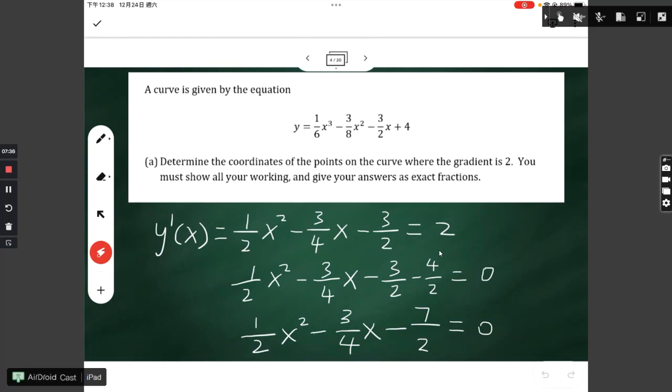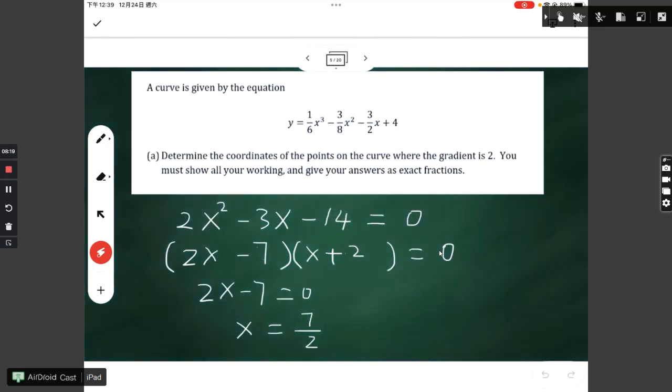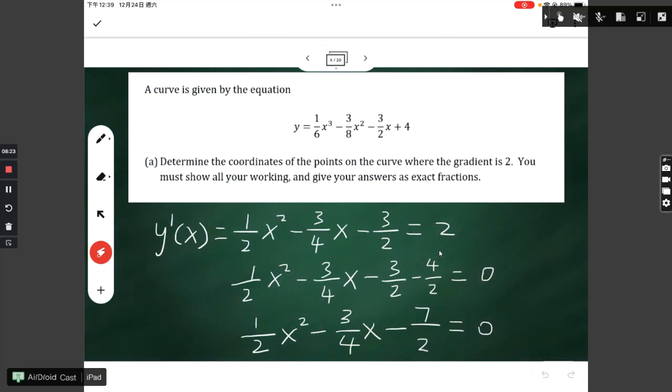Then we set y prime equal to 2, because they want to find the points at which the slope is 2. Moving the 2 to the other side, you have minus 3/2 minus 4/2, so this is minus 7/2. Then we want to get rid of the denominator to make it easier to deal with, so we multiply every term by 4. After we do that, this becomes 2x squared minus 3x minus 14.